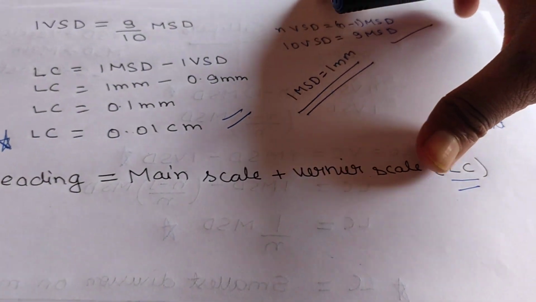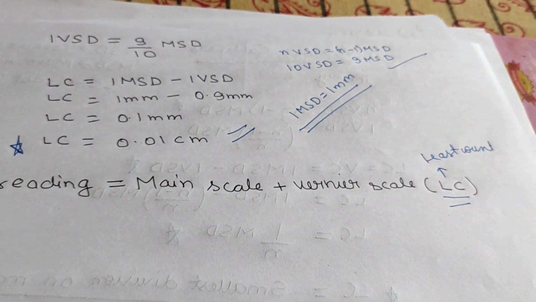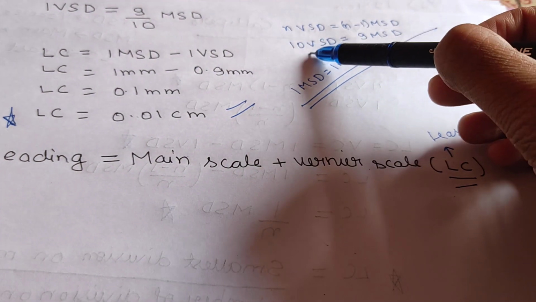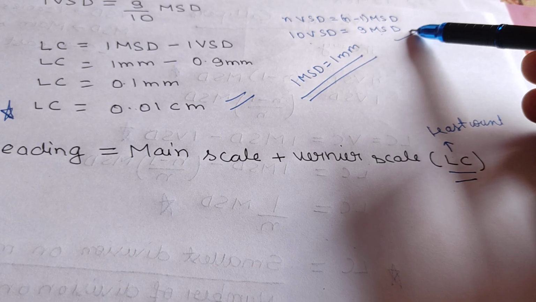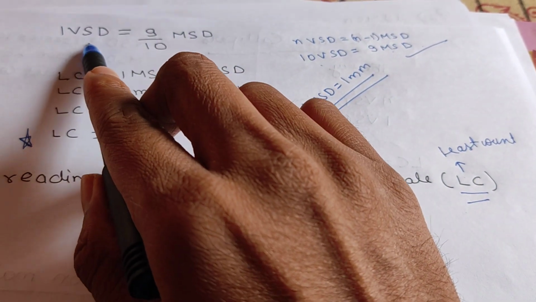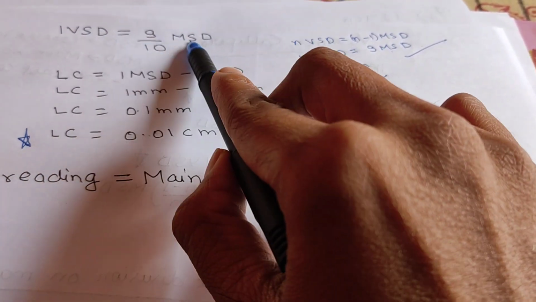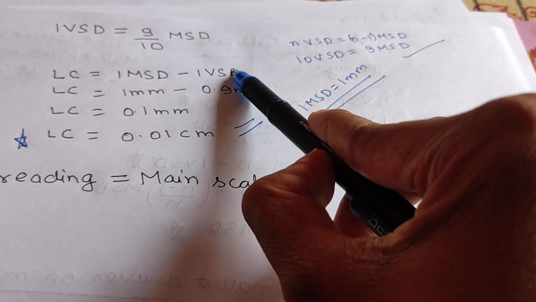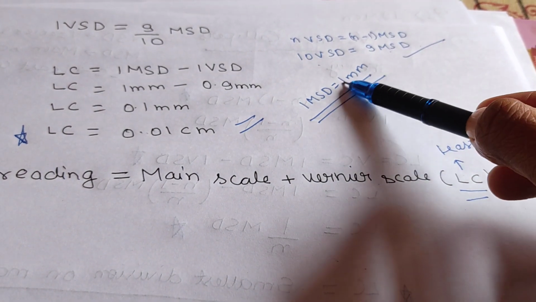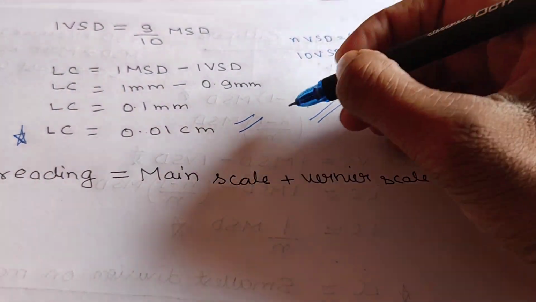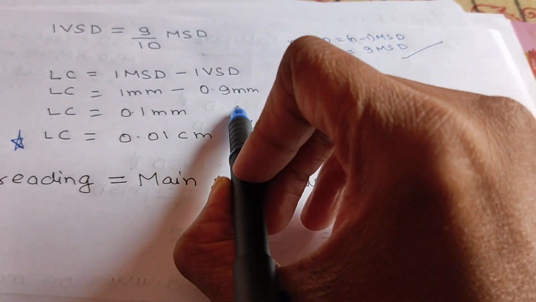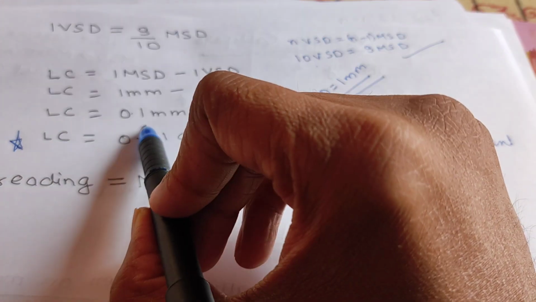Now move on to another piece of theory. As I said, if there are n VSD, there will be n minus 1 MSD. So if there are 10 VSD, there will be 9 MSD, so 1 VSD is equal to 9 by 10 MSD. The least count is 1 MSD minus 1 VSD, and here 1 MSD is equal to 1 mm. You also have to remember that. Putting in 1 mm and 0.9 mm, the least count becomes 0.1 mm.